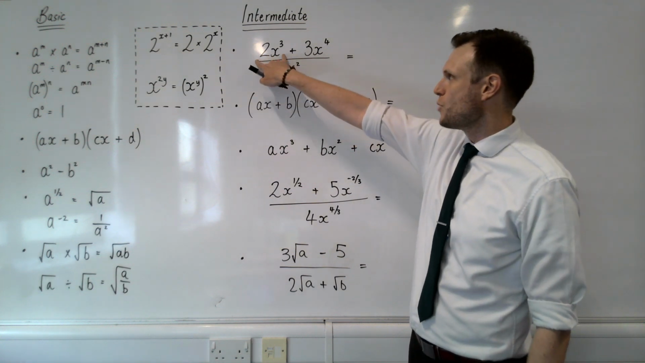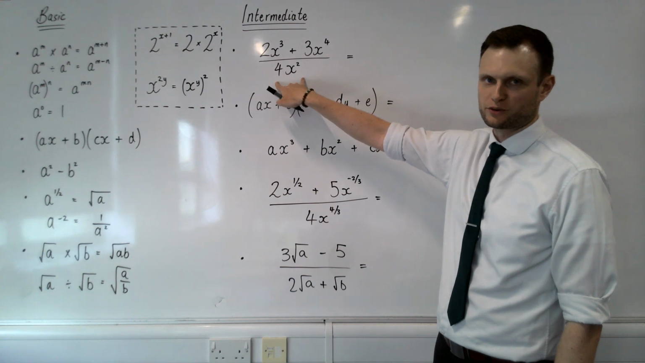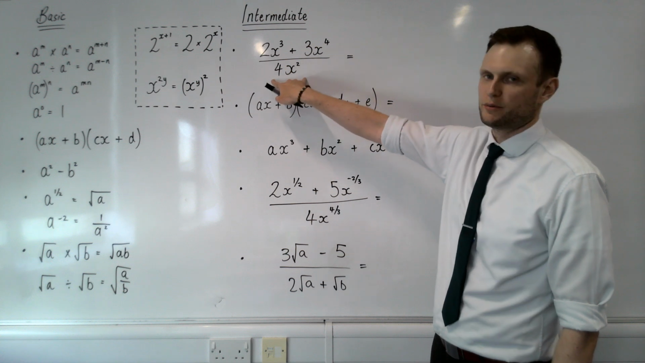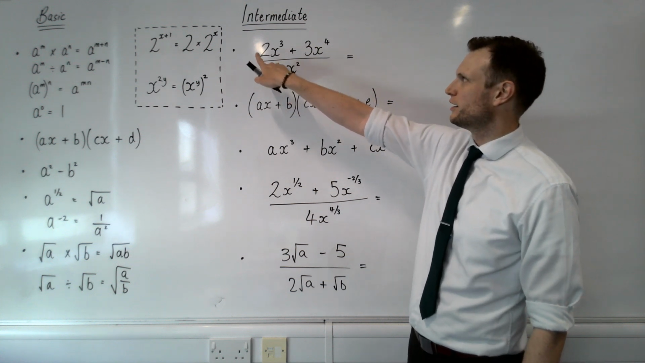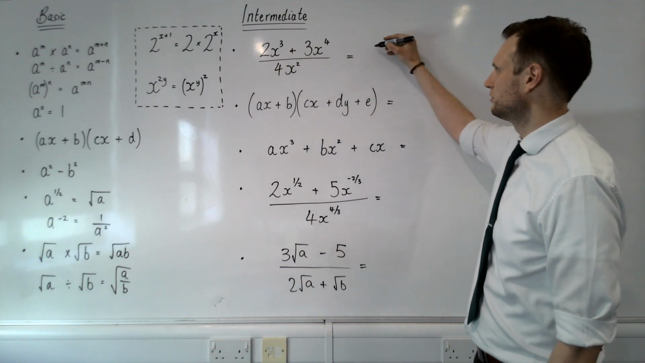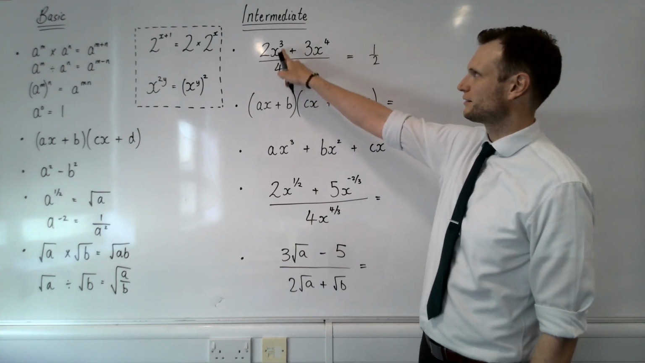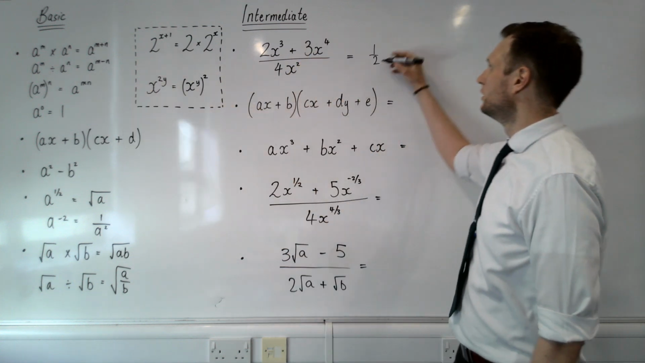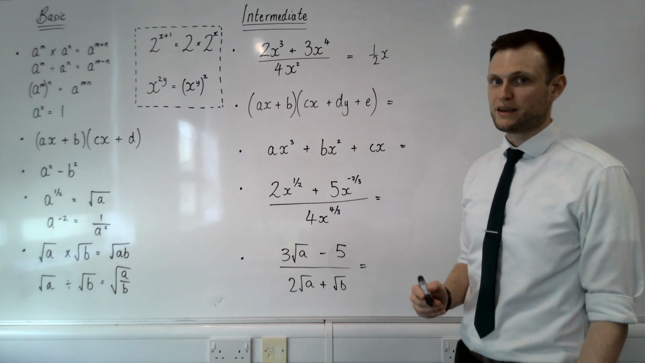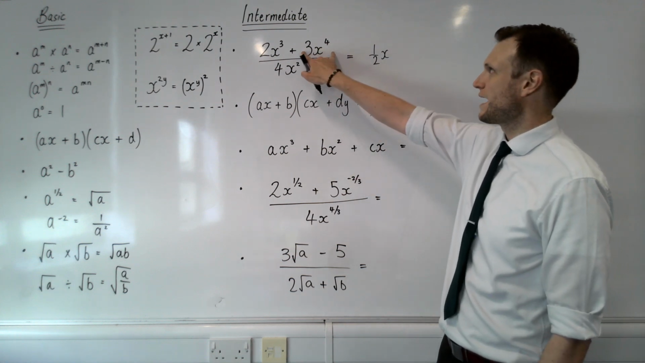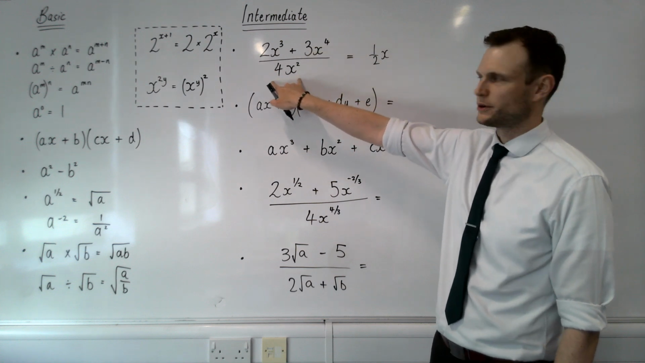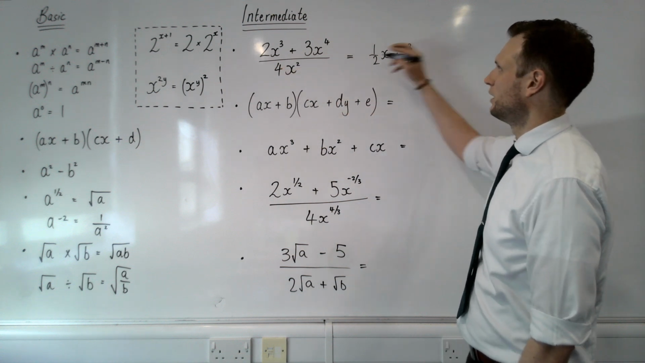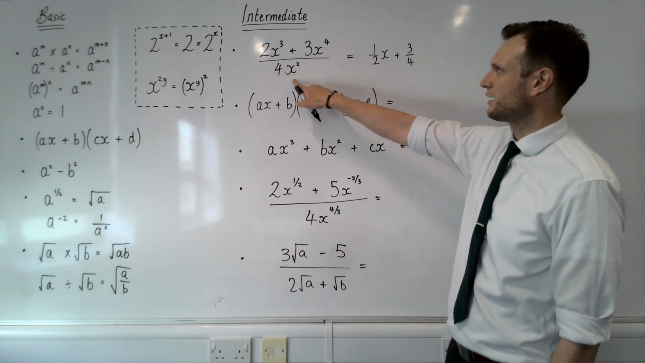You can do 2x cubed divided by 4x squared, and then separately 3x to the power 4 divided by 4x squared. So what that would look like is 2 over 4, so a half, and then x cubed divided by x squared. So that's this one. 3 take away 2 is 1. And then for the second term, it's 3x to the power 4 divided by 4x squared. So again, 3 divided by 4, and then x to the 4 divided by x to the 2.